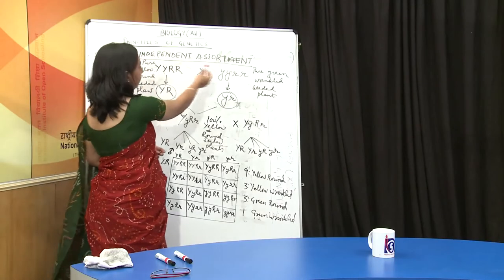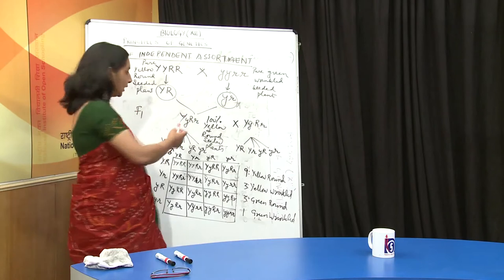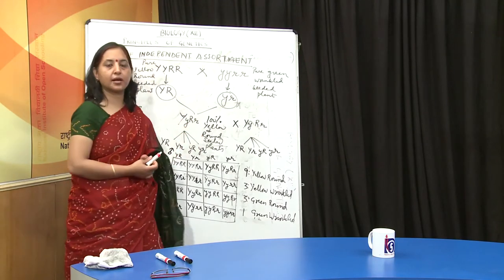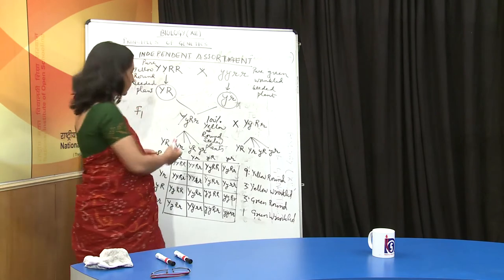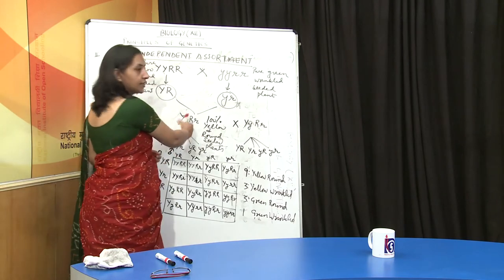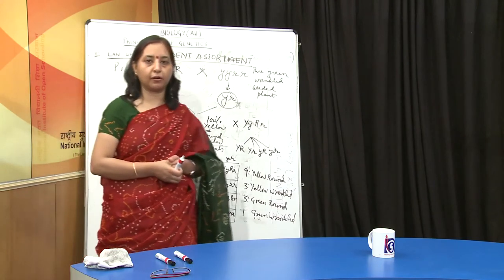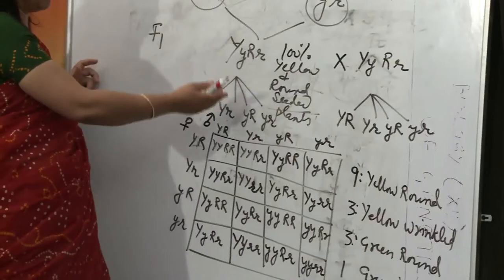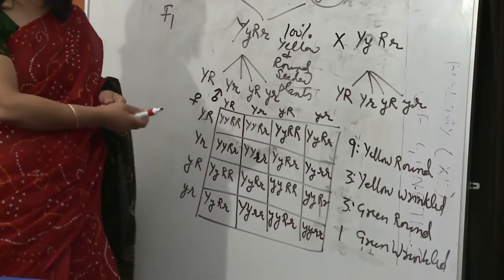As per the law of independent assortment, in a dihybrid cross, all possible combinations are found in the progeny because one pair of alleles is independent of another pair of alleles, another pair of genes. There is no mixing and all possible combinations are found in the progeny.